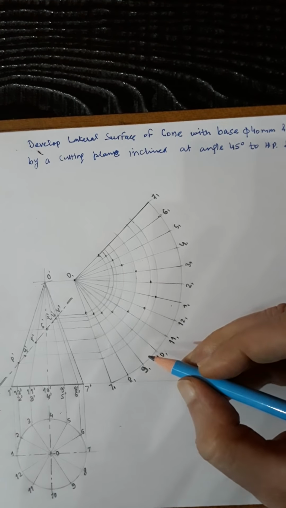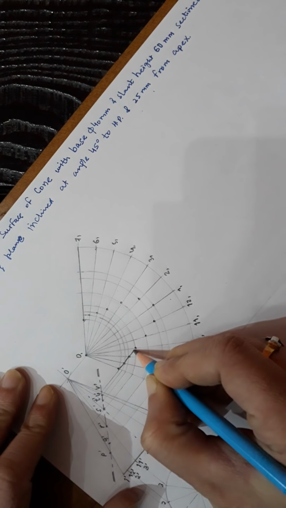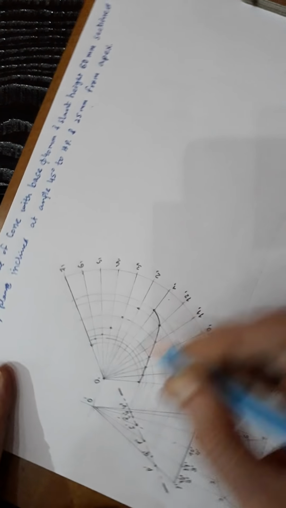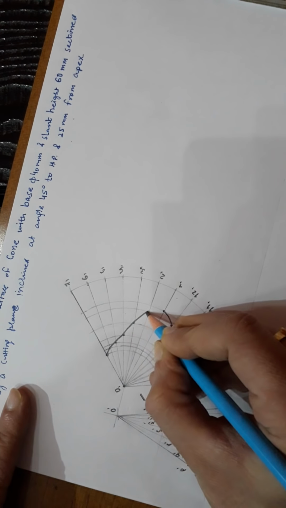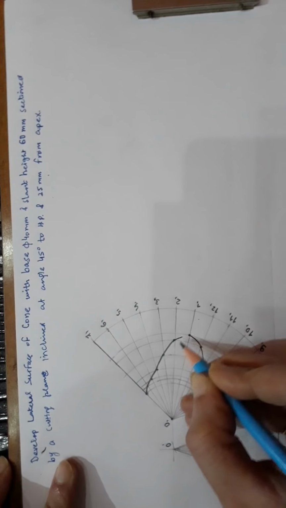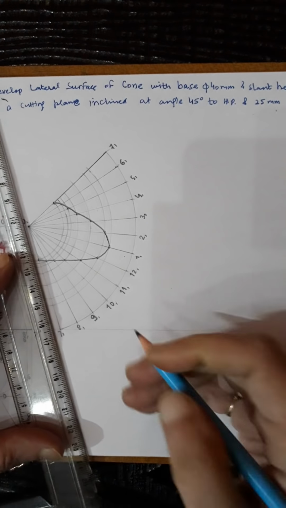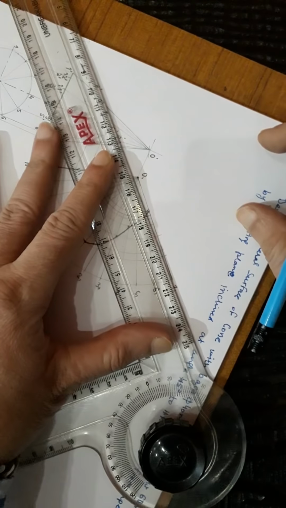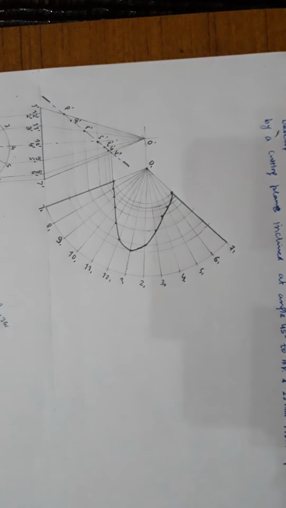Now I'll have to join these. You can join all these points with a smooth curve, both sides. So this is the development of the cone. Now you can make these outer edges thick edges. This one, and the other side. So this is the development.